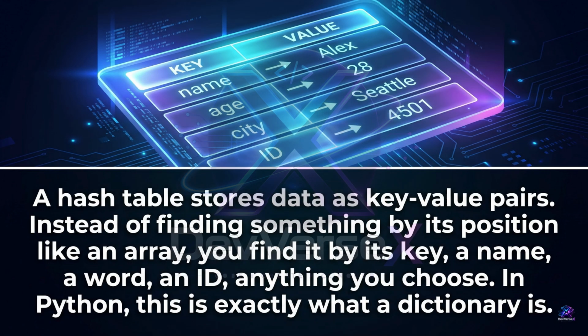A hash table stores data as key value pairs. Instead of finding something by its position like an array, you find it by its key, a name, a word, an ID, anything you choose. In Python, this is exactly what a dictionary is.